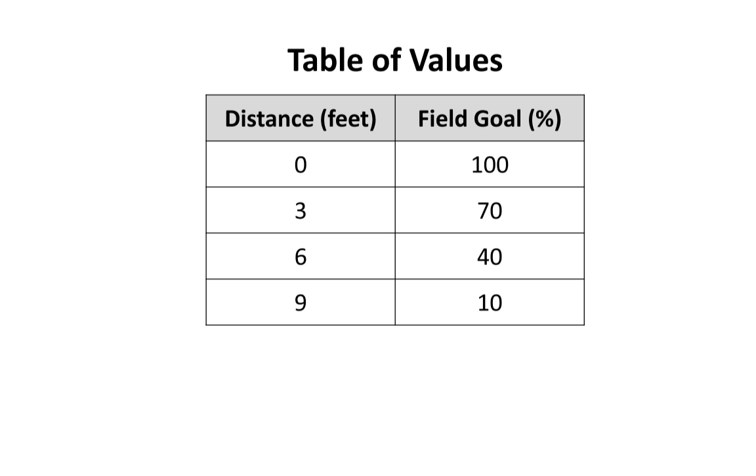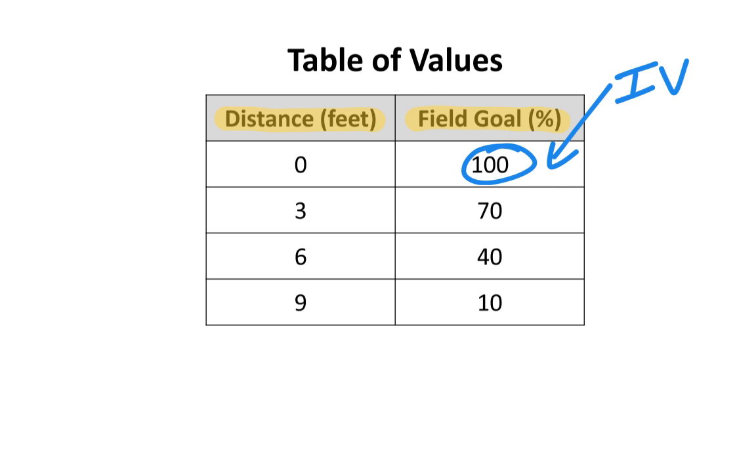In this table of values, we have distance in feet and field goal percentage. As a player's distance from the net increases, their field goal percentage, in other words, their accuracy, decreases. The initial value in this situation would be 100%, since that is their field goal percentage when they are 0 feet from the net.